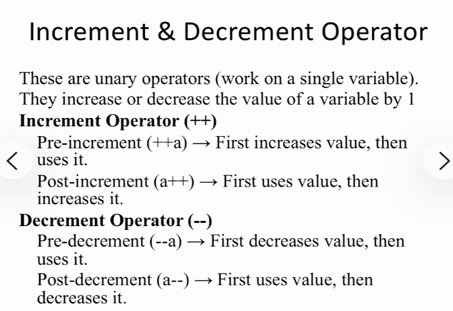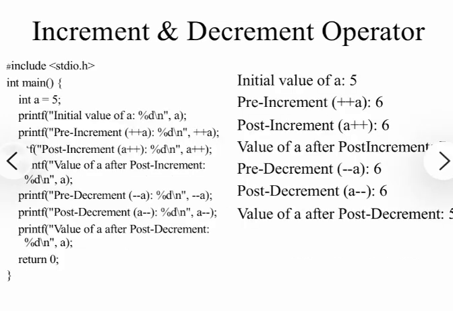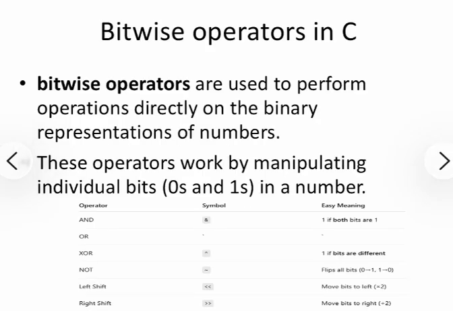And increment and decrement operator. With the increment operator we can increase the value. With the decrement operator we can decrease the value. There are two types: pre-increment and post-increment. Pre-increment first increases the value, then the program uses it. Post-increment means first it gives the value and then it increases. Decrement works the same way as the increment operator. Here is the example for the increment and decrement operators.